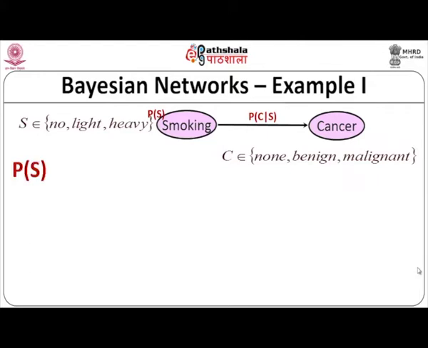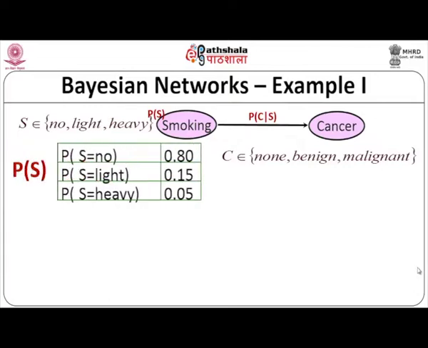Now, first we will talk about the probability of S, smoking. It is given that the probability of smoking having a value no is 0.80, having a value light is 0.15, and having a value heavy is 0.05. This is given by the domain expert, we are not calculating anything.